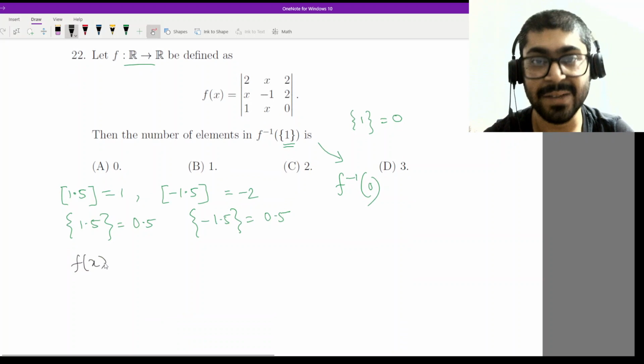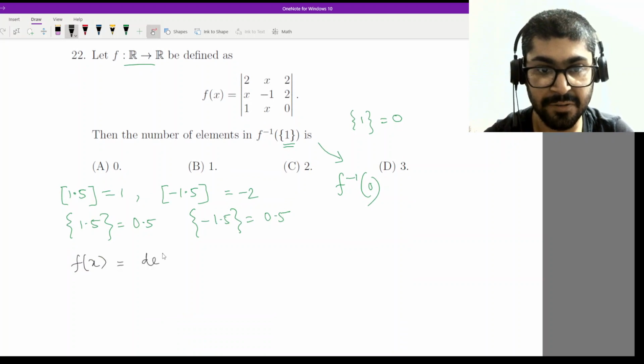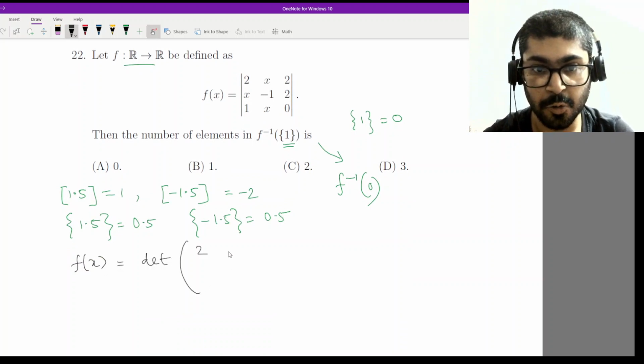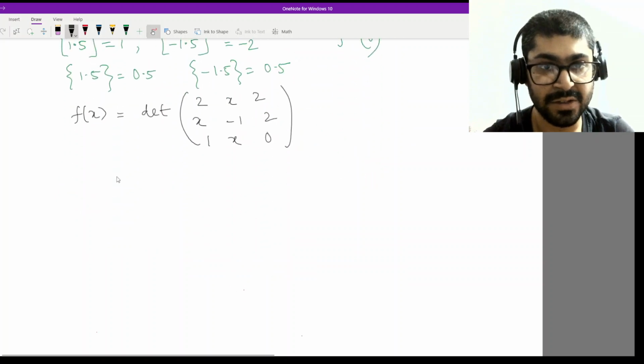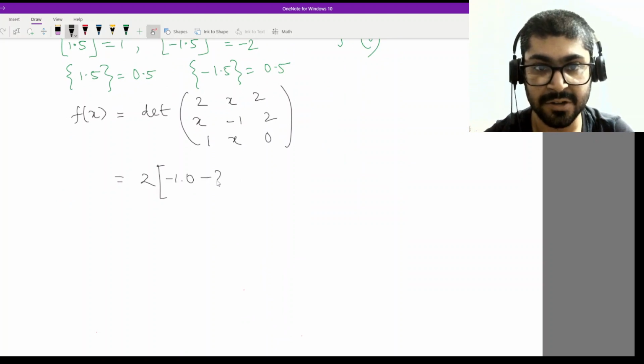So f of x is basically this determinant, right? Determinant of 2x, x minus 1, 1, x, 0. So let us solve this determinant. Now this determinant will be twice of, we covered this, I have minus 1 into 0, minus 1 into 0, minus 2x, plus I have x into 2 into 1 minus 0 into x.